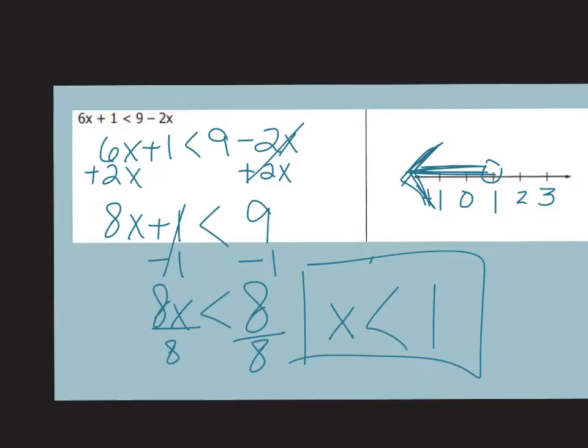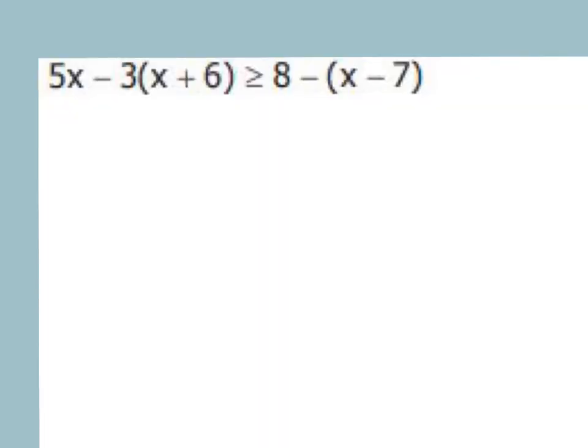All right, let's try another one. Now that we know that that one is x is less than 1, let's try that. Go ahead and write it down so we can do this together. We have parentheses that we need to do some distribution for.